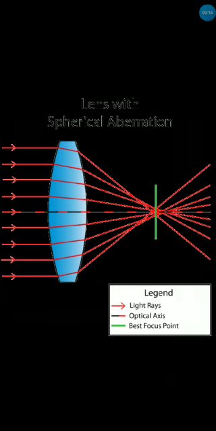Spherical aberration is also shown in another diagram. The continuous red lines are light rays, and the dotted black and red line is the optic axis. On the right side of the lens, a vertical green line marks the point called the best focus point. The image is not at all clear at the marginal point or the paraxial point. It lies at another point, shown in the figure as the green vertical line. So this is about spherical aberration.